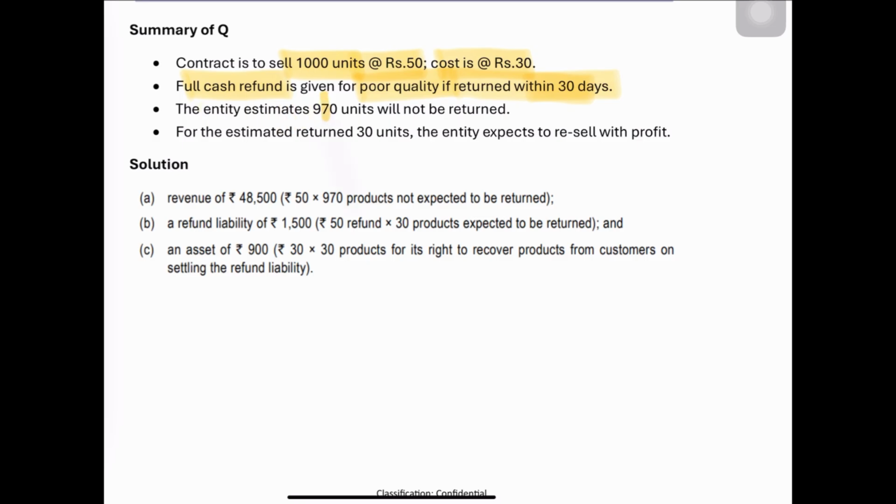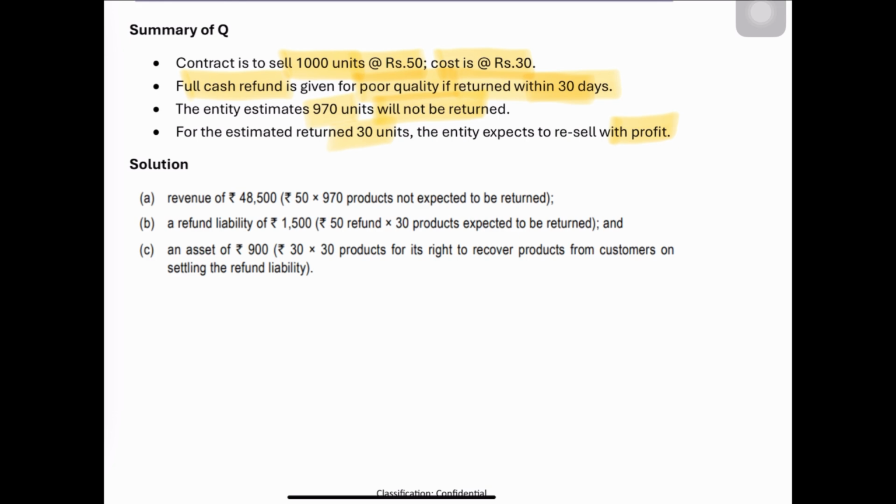The entity estimates 970 units will not be returned, so meaning 30 units might be returned. So that's the estimate. But what are the return quantity? The entity expects to resell with profit, so there is no inventory loss.